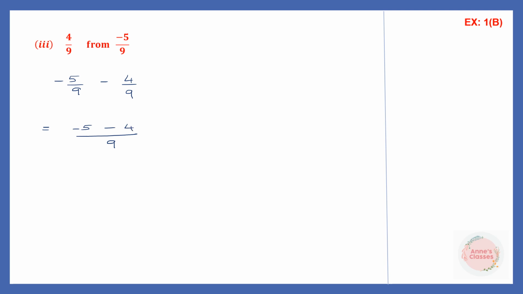Minus 5 minus 4. Signs are the same. Put the same sign and add. 5 plus 4 is 9 by 9. So 9 by 9 is 1 and we have the minus sign. So our answer to this question is minus 1.